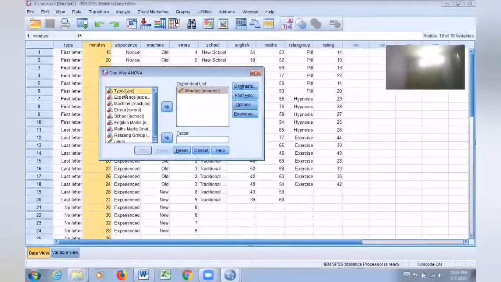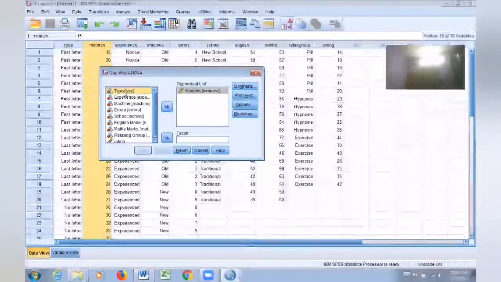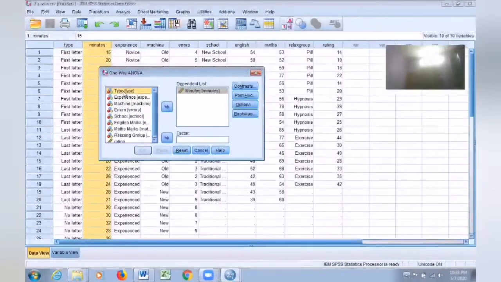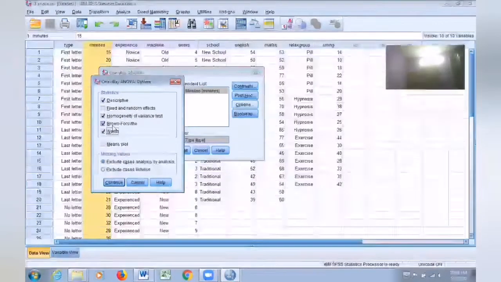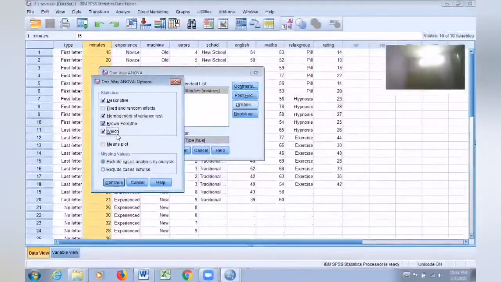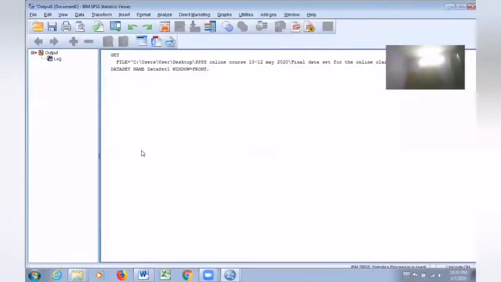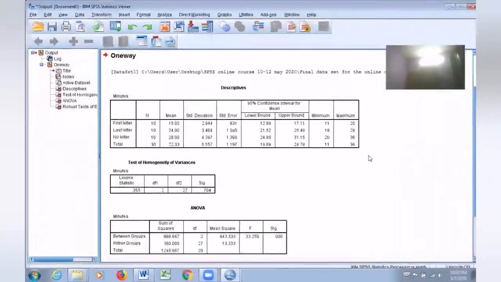I select the type, that is, 3 groups or 3 levels of respondents. That is a factor, that is an independent variable. I'll send it to factor. Let me go back to options, click on options, select descriptive statistics, homogeneity of variance, then 2 other tests, Brown-Forsythe and Welch test. I'll tell you later on why we need these 2 tests also. Click on continue, click on OK, and you'll get the result.